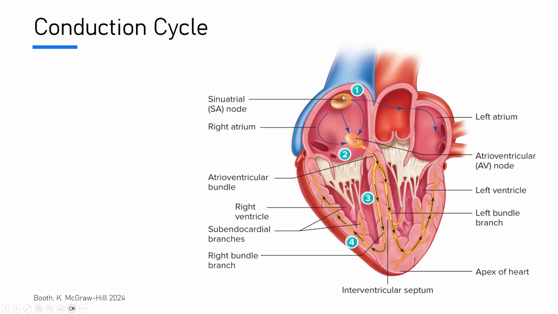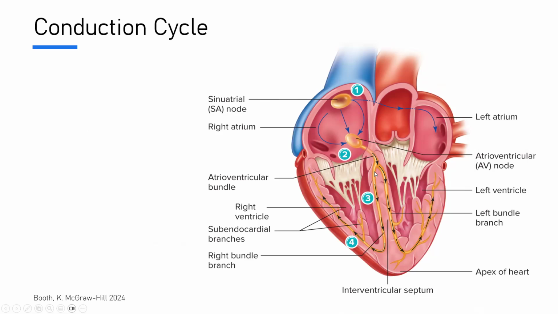It is right here up in the upper right-hand corner of the right atrium. The electrical impulse then goes down to the AV node. Right there, there's a slight pause because now the atria need to relax and the ventricles need to contract. So, slight pause, and then that electrical impulse goes down through the AV bundle, or what some books refer to as the bundle of His, H-I-S.